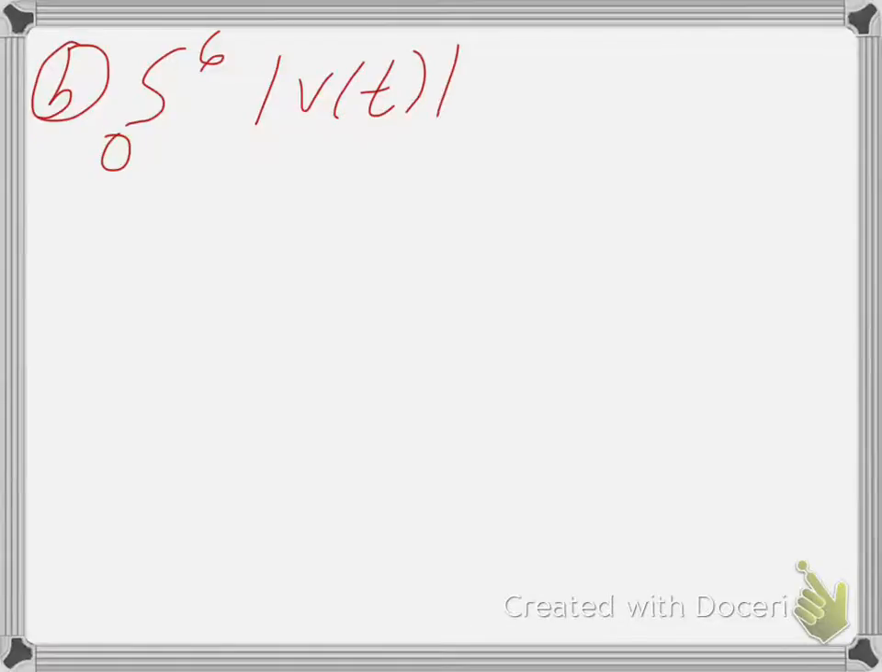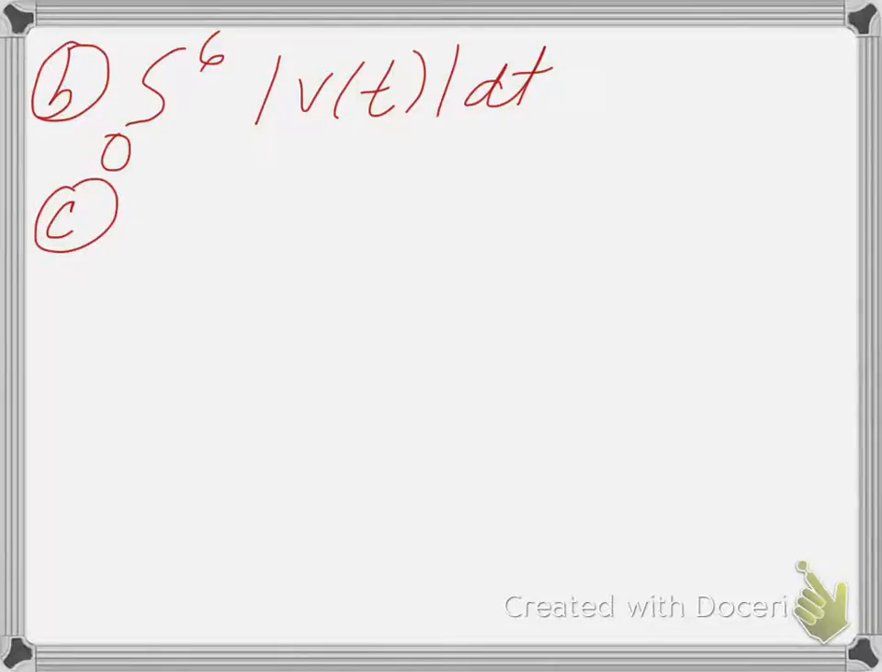Okay, I'm going to go to a new sheet for part B, which is a nice, simple, quick one. It's just going to be the integral from 0 to 6 of the absolute value of v of t dt. That's the simplest one we'll ever get. Okay, part C.